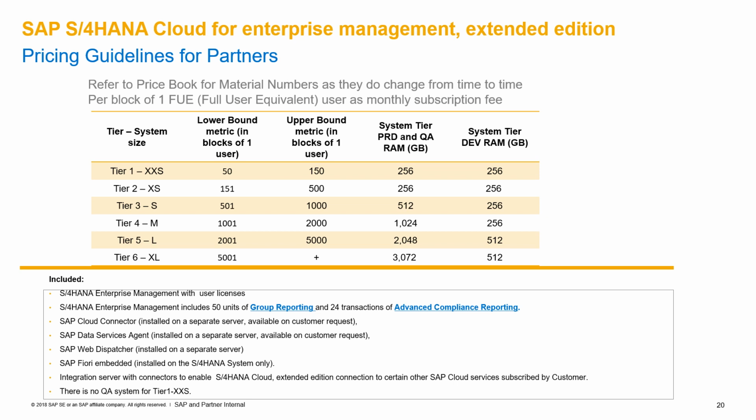You also get the SAP Data Services Agent included as well. It's also installed on a separate server, so it's available on customer request. You get the SAP Web Dispatcher, which is installed on a separate server. SAP Fiori Embedded is installed on the SAP system only. Next, the integration server with connectors to enable S4HANA Cloud Extended Edition connection to certain other SAP Cloud services that were subscribed by the customer. And again, I've already mentioned that there is no QA system with Tier 1 or the extra small environment.